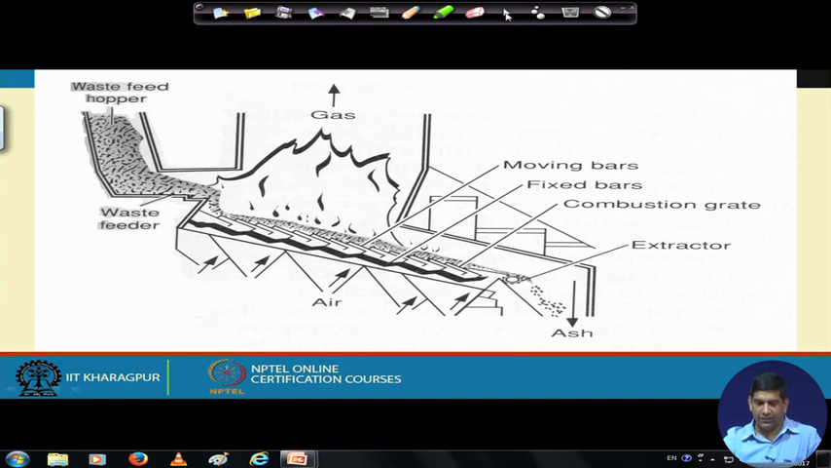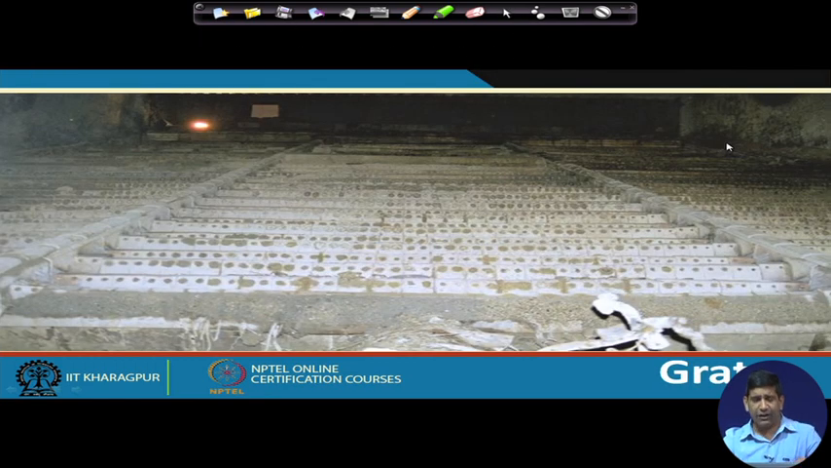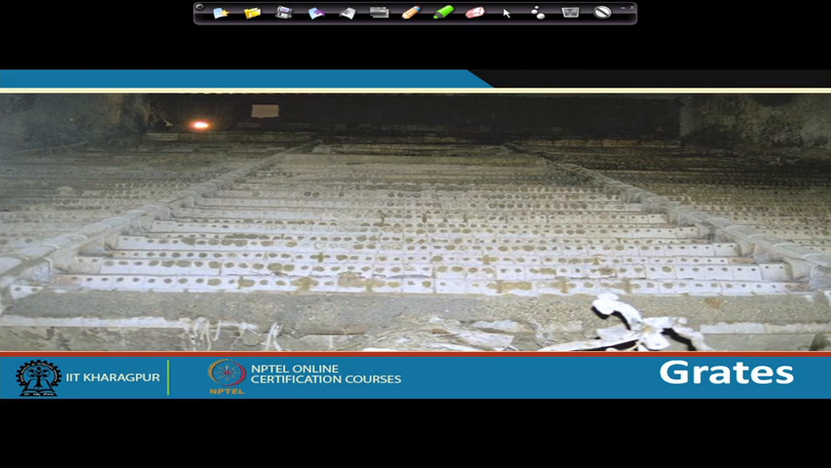So bottom line, this is the grate when it is not working. This is a ceramic grate, very costly. This is under maintenance right now. Otherwise, this is the place where you saw all those flames coming out.